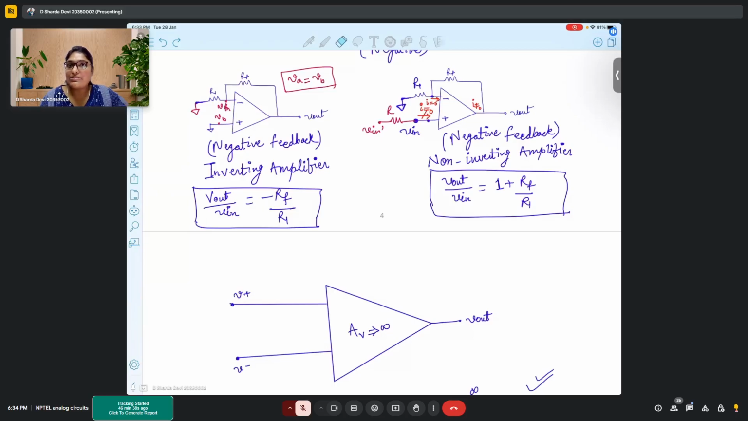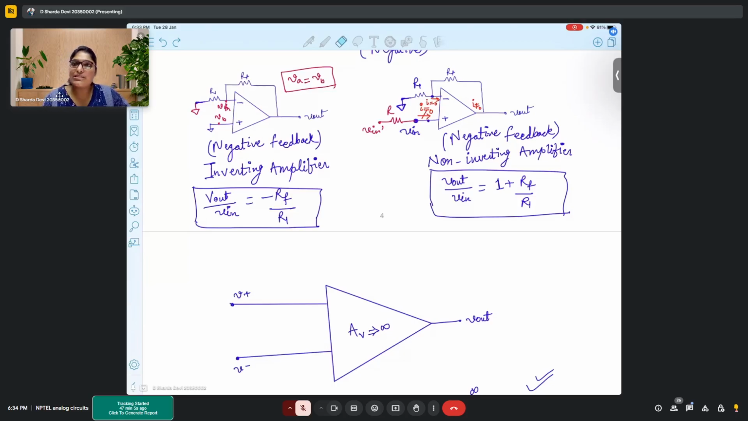That floating node is very important for me to implement the virtual short concept. In this particular case, Vin is already there, and Vb is grounded, so both are fixed voltages. Now which voltage would you change? You cannot change any one, right? So here it will be very difficult to apply the virtual short concept.